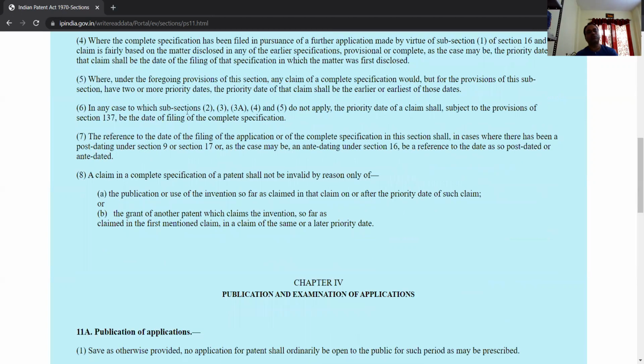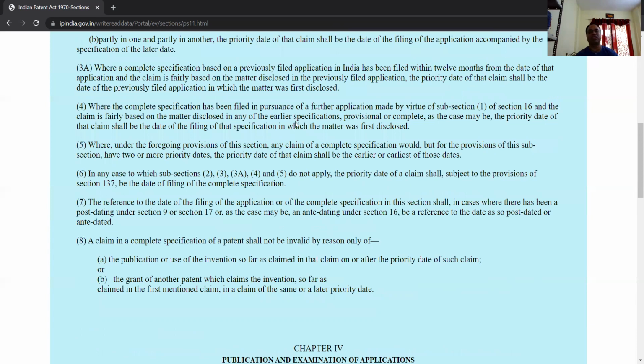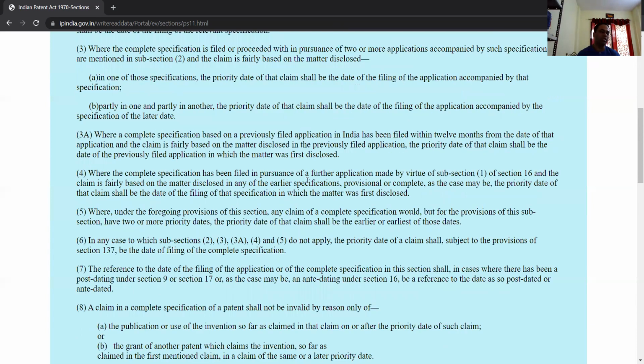Okay, now subsection 6 of section 11. In cases in which subsections 2, 3, 3A, 4 and 5 don't apply, the priority date of a claim shall, subject to the provisions of section 137, be the date of filing of the complete specification. So 2, 3, 4, 5 are talking about provisionals and combining them together. If that is not the case, then what is section 137? Can anyone tell? Any idea? Section 137 is multiple priorities, which comes under convention applications. So the date of filing the complete specification is the priority date.